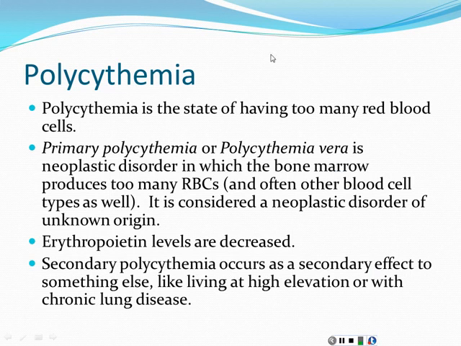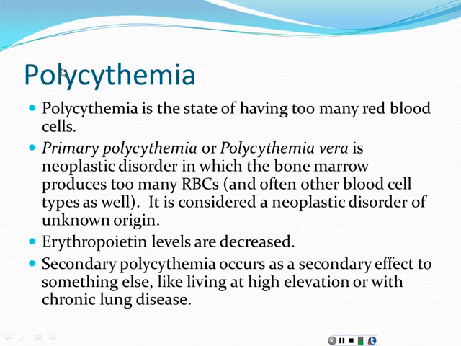So polycythemia is in some ways the opposite of an anemia. This is having too many red blood cells. And you might think, well, if normal red blood cells are fine, wouldn't more be better? Yes, to a point. At some point, if you have many more red blood cells than normal, the blood starts to get much more viscous and it has a hard time flowing through the body.